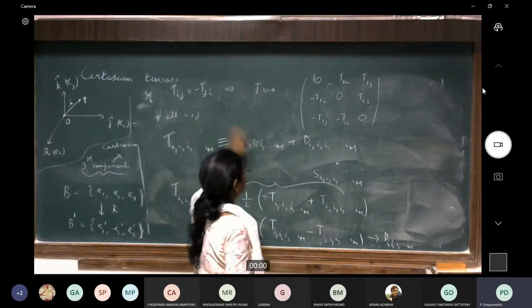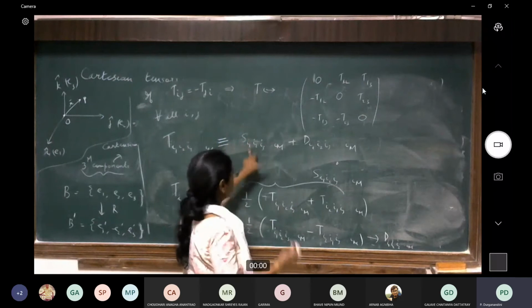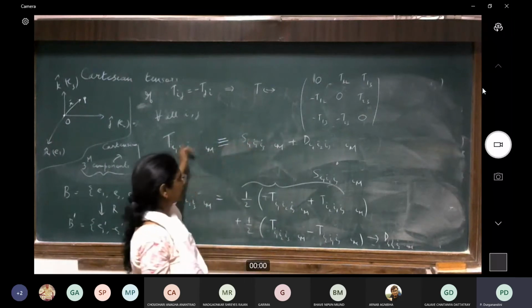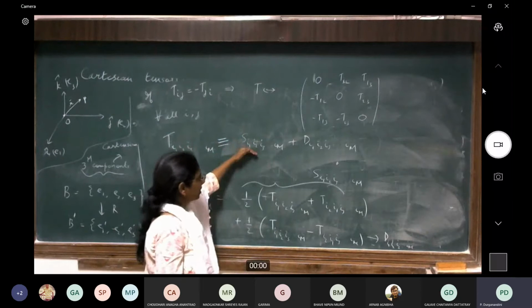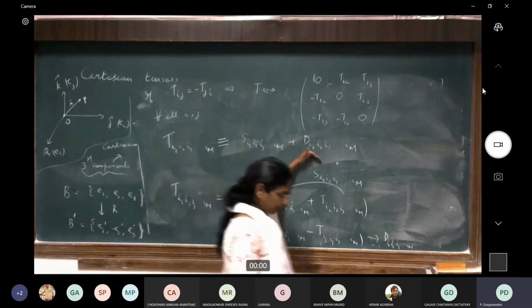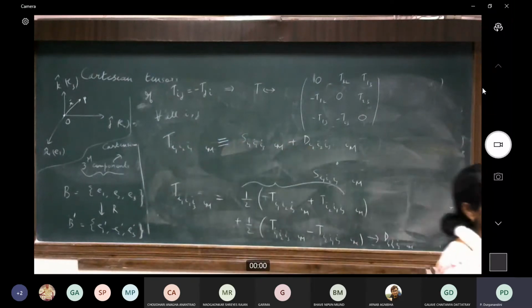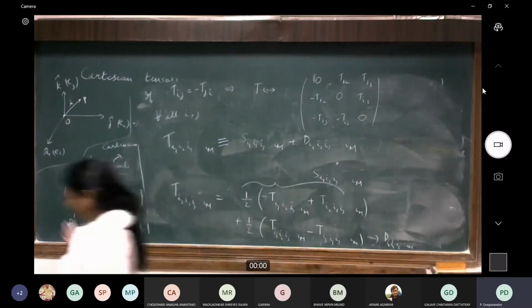Or in other words, I can always write my tensor as a combination of two tensors, one of which is symmetric with respect to the first two indices, and the other is antisymmetric with respect to the first two indices. Again, you can ask why are we doing all this?